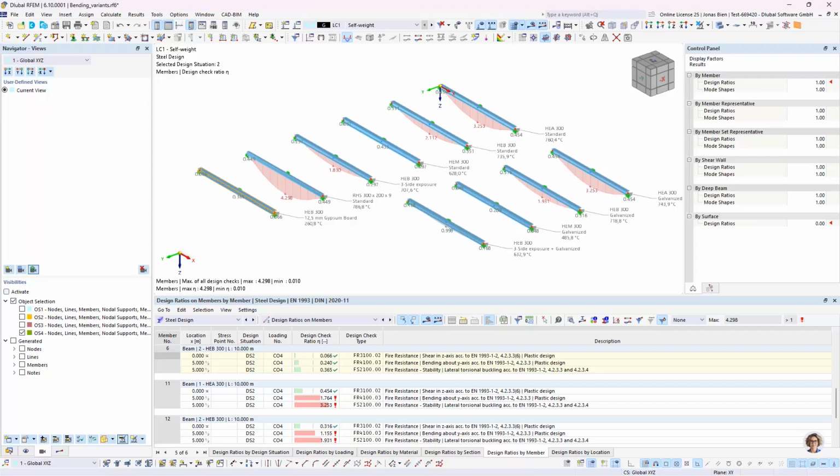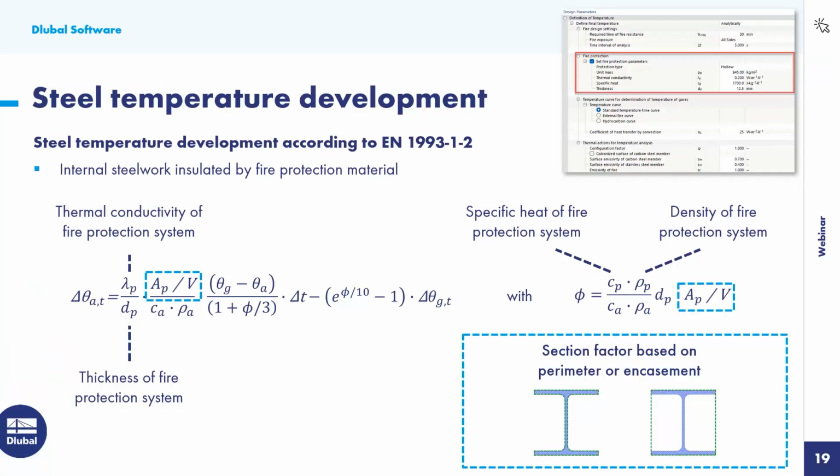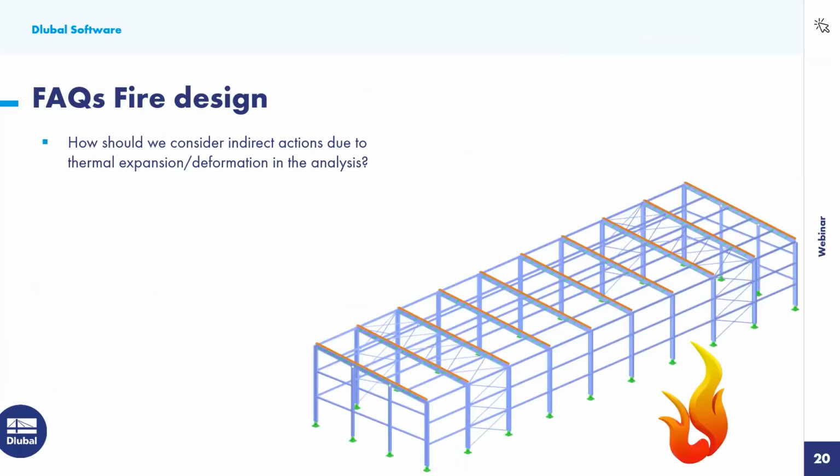Okay, we have now dealt extensively with the fire design assessment of a single member and checked how we can influence the temperature development in that member in the event of a fire. I would now like to move on and go to the more advanced topics and questions.